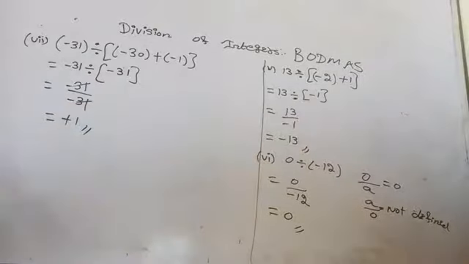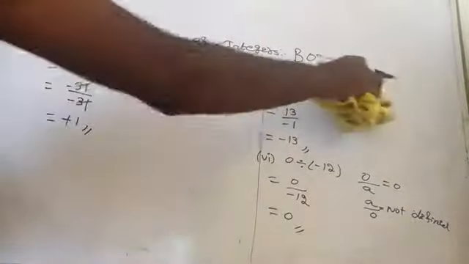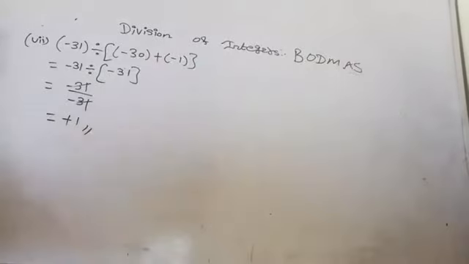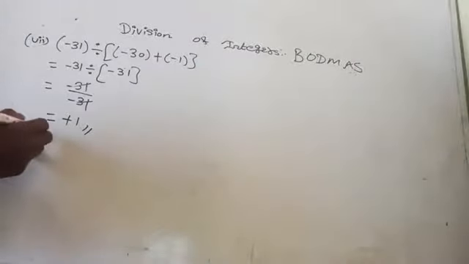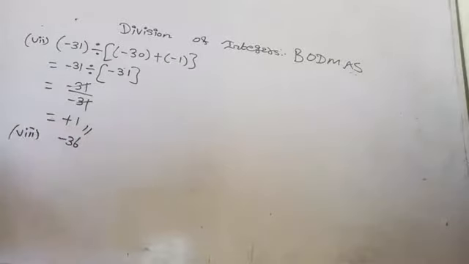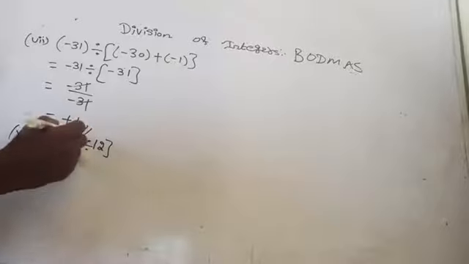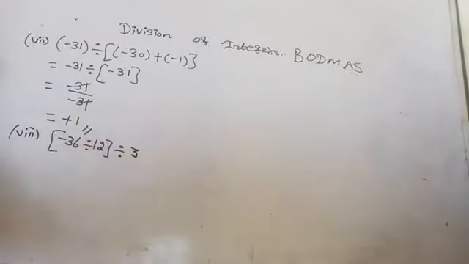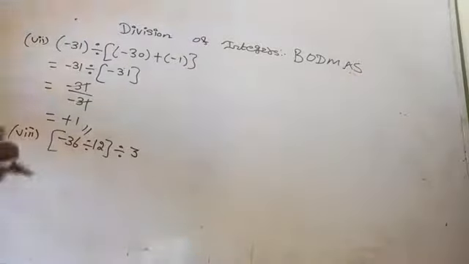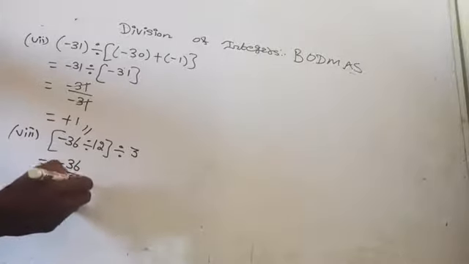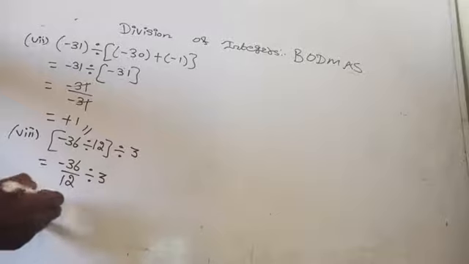Next question is minus 36 by 12 divided by 3. Minus 36 divided by 12 divided by 3. Am I right here? Yeah. According to the BODMAS rule, first you perform within bracket, that is minus 36 by 12 divided by 3. Here it is negative.